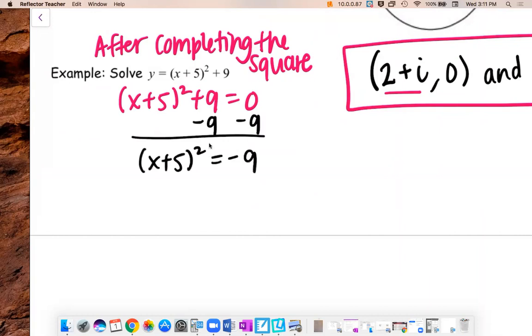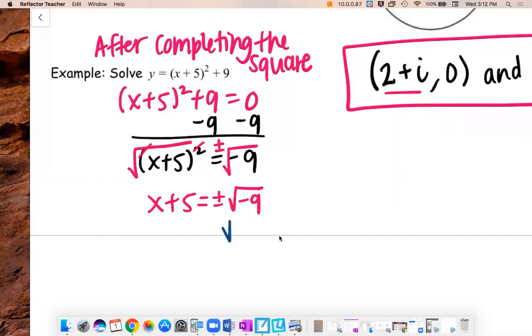Now the next thing we need to do is we need to get rid of this squared right here. So I'm going to do a square root of both sides. Remember, when we physically write that in, you have to put a plus or minus in front. On this left side, those cancel out, and I'm left with x plus 5 equals plus or minus the square root of -9.